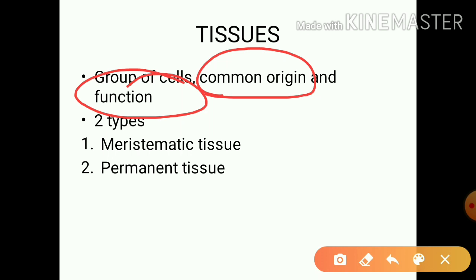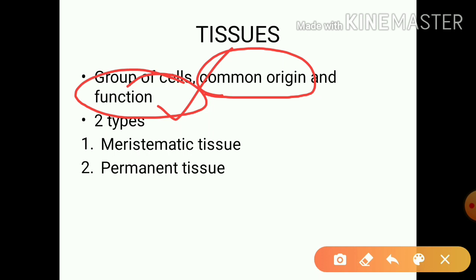Similarly, in plants, when a seed germinates to form sapling, certain cells give rise to many cells, which in turn differentiate and form tissues. Okay, so common origin means that the cells present in a particular tissue have originated from a common cell. Okay, and they perform a common function as well.